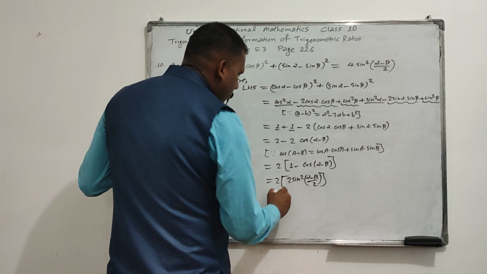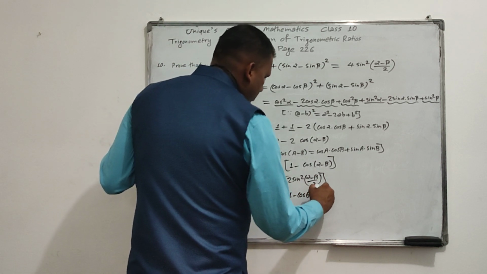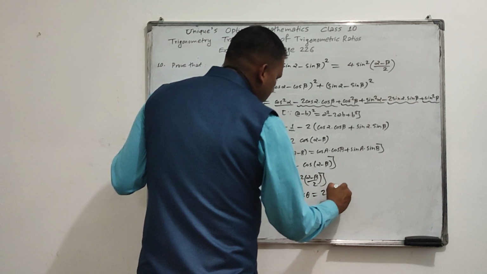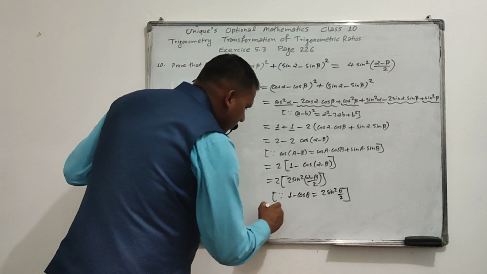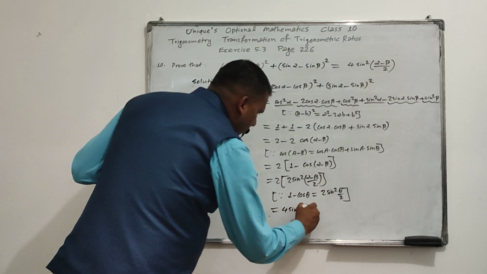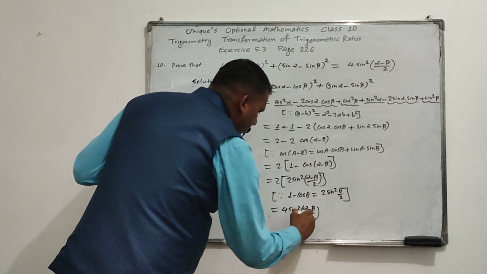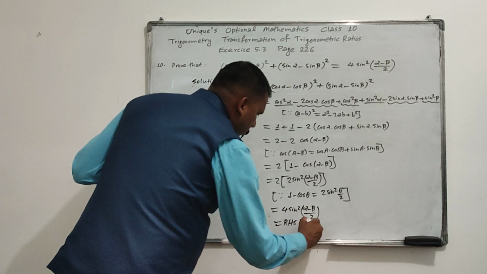because 1 minus cos theta equals 2 sin square theta by 2. This equals 4 sin square of alpha minus beta whole upon 2, which is the RHS, so it is proved.